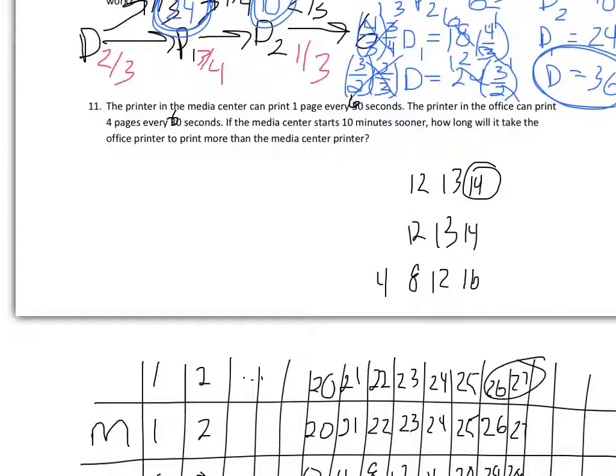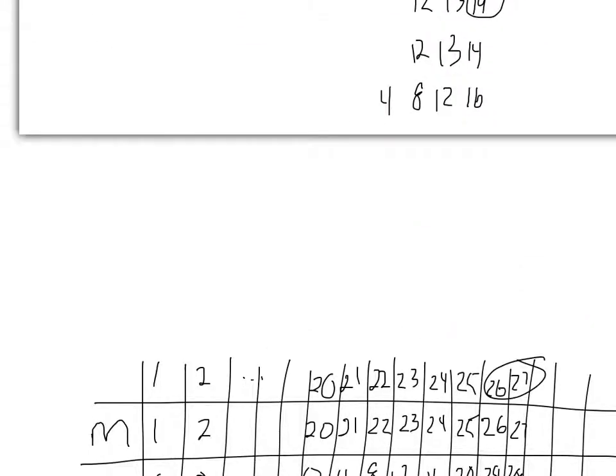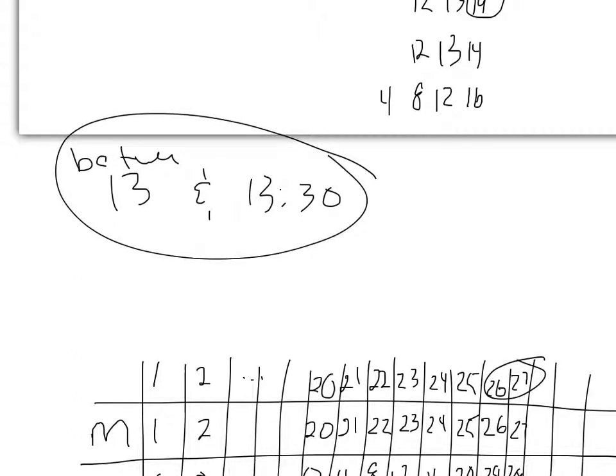So if we look back at the question, it's asking how long will it take the office printer to print more than the media printer? Well, it will take between 13 and 13 minutes and 30 seconds. So, hopefully that made sense. Sorry that was convoluted. Gonna upload this and then do the next one here in a bit.